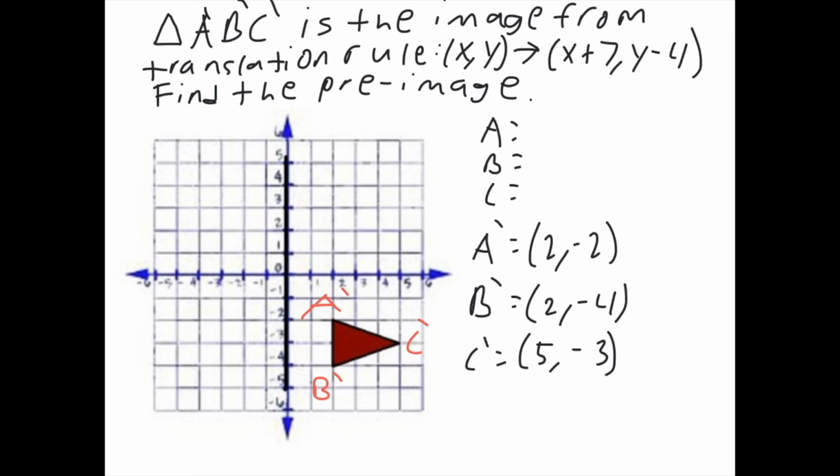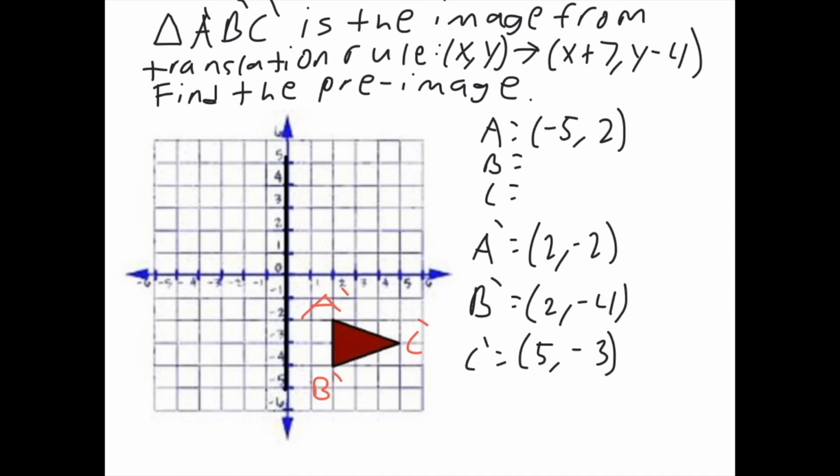So the translation was to add 7 to the x coordinate of the pre-image to get the image. So if we look here, A prime, its x coordinate was 2. So if we do the opposite and subtract 7, we'll find out what 7 was added to get to. So 2 minus 7 will give us -5. And then we see here that A prime was -2 for the y coordinate, and we had a y minus 4, so that means we do the opposite and add 4. So that'll give us 2.